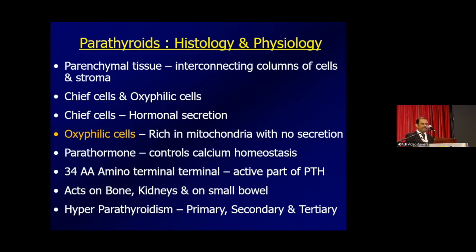So the hyperparathyroidism can be primary. Most of the time, the culprit is adenomas. Secondary is due to chronic renal disease, where there is a diffuse hyperplasia of the parathyroid glands, and it can become tertiary when it becomes autonomous. So it is easy to image primary and tertiary hyperparathyroidism, because what we image is adenomas. But in secondary hyperparathyroidism, you have hyperplasias, which is a diagnostic challenge.